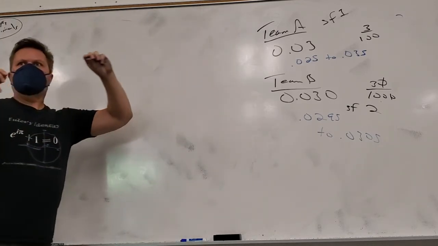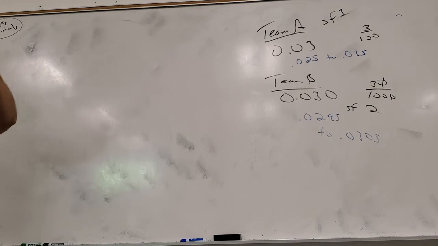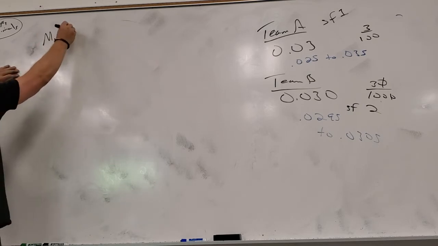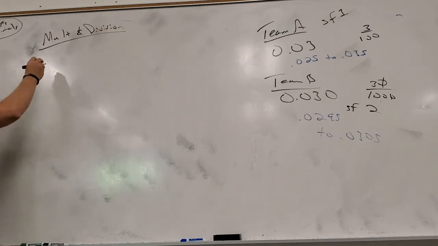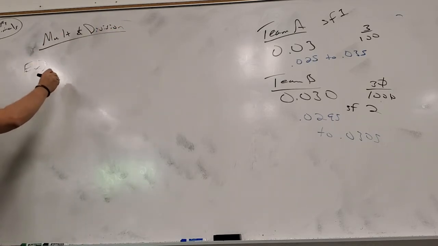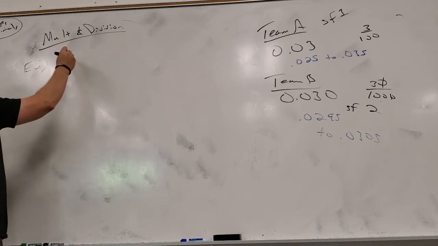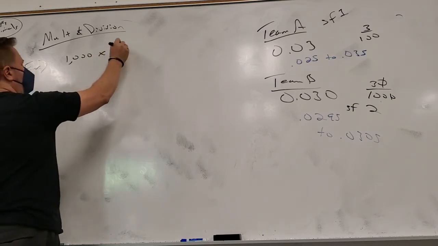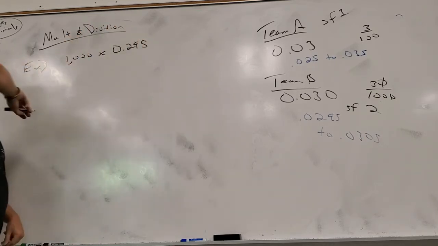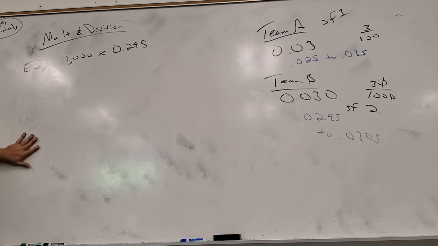Now, how do you deal with computations where you have to keep track of the sig figs? Okay. So multiplication and division. Let's talk about those. For example, if somebody had 1,000 times 0.295. This is going to be a nice problem. So I had 1,000 times 0.295.